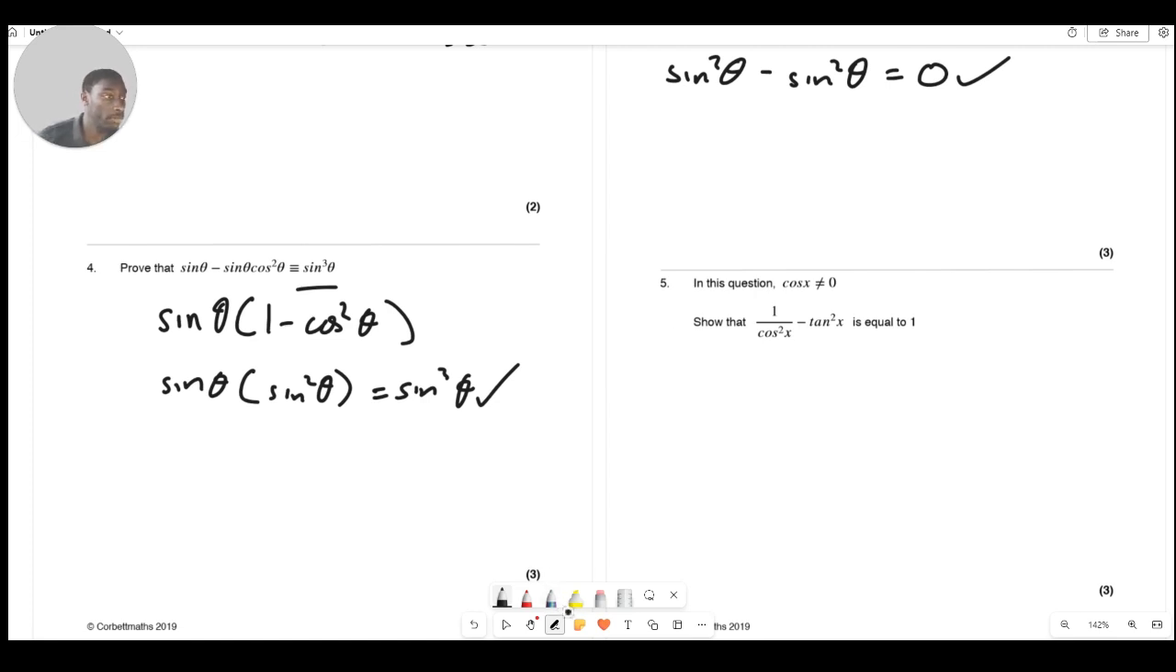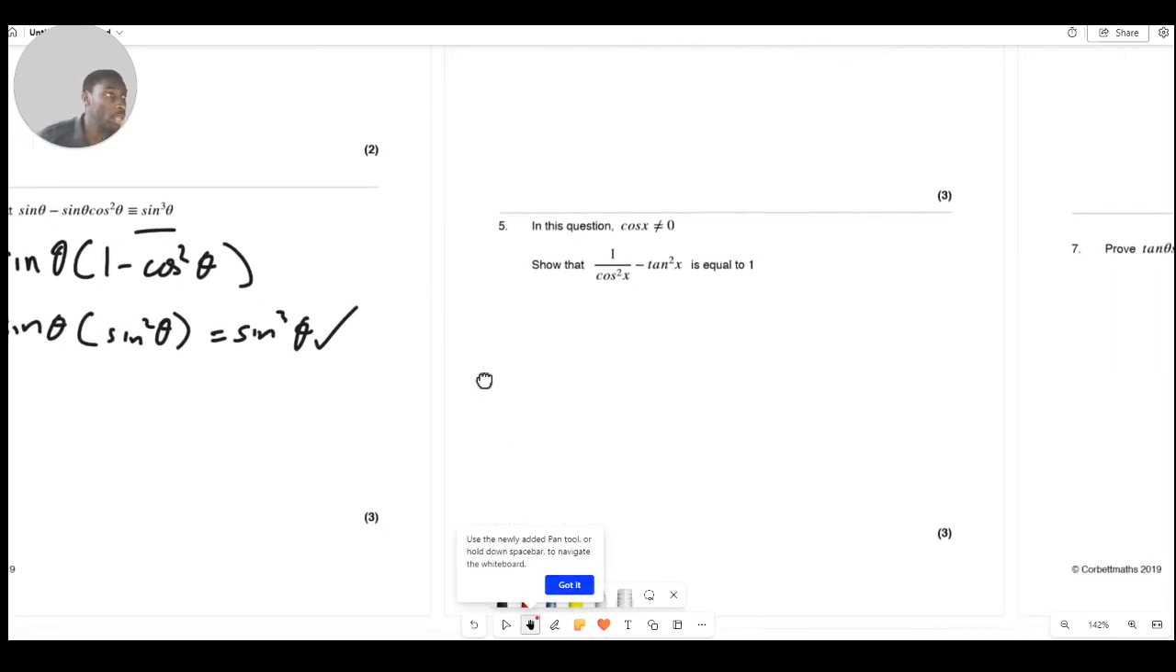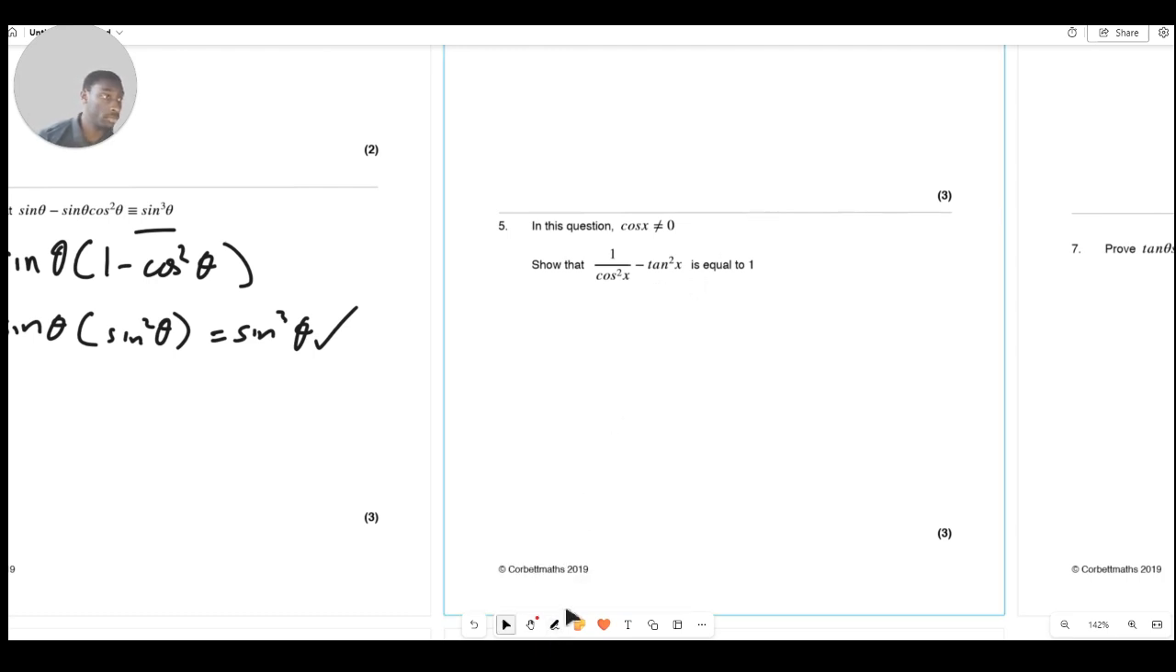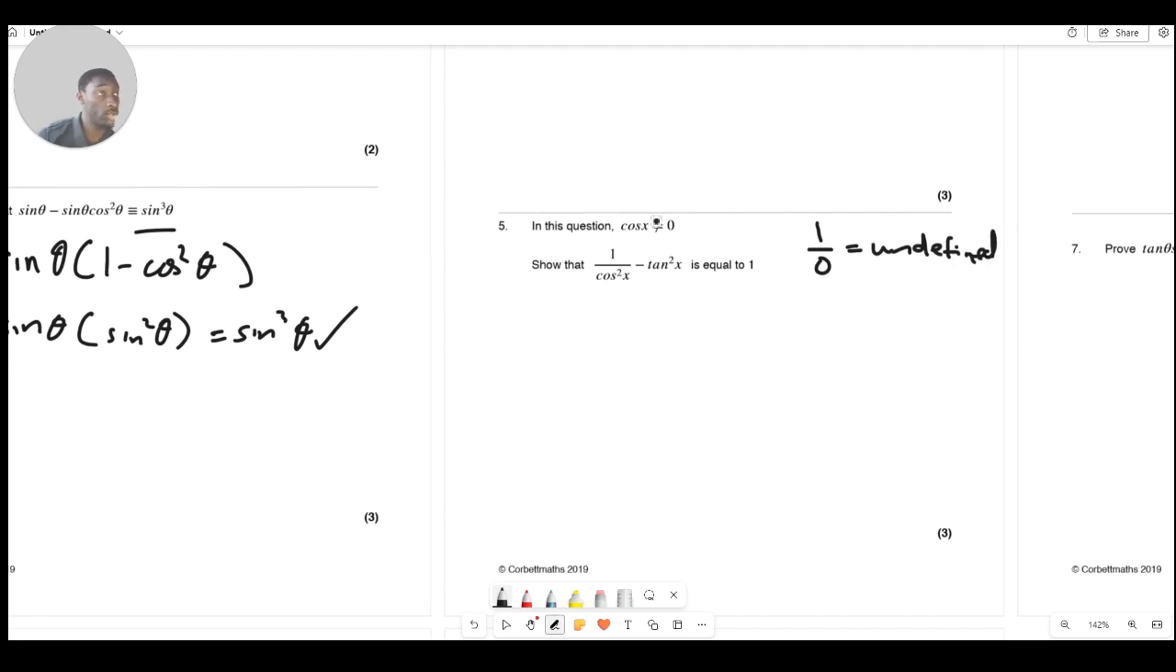Now, let's do question 5. So question 5, we have to show that 1 over cos squared x minus tan squared x is equal to 1. And you can't use the condition that cos x is equal to 0. The reason being, and this is an insight I'm going to share, in our calculators, anything divided by 0 is undefined. So if cos x was equal to 0, I'm going to have cos squared of 0.